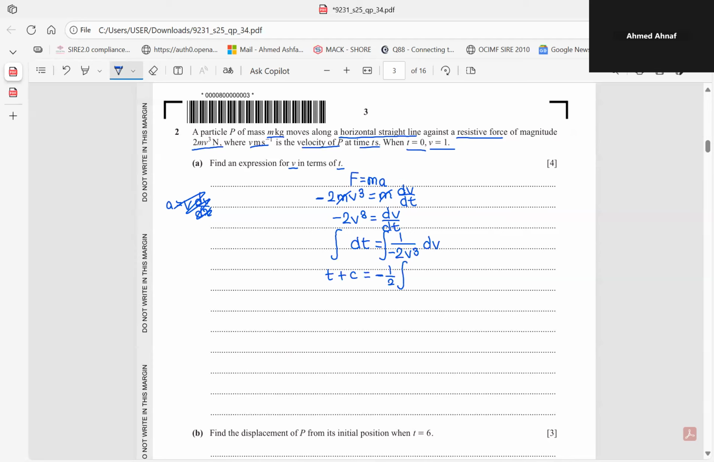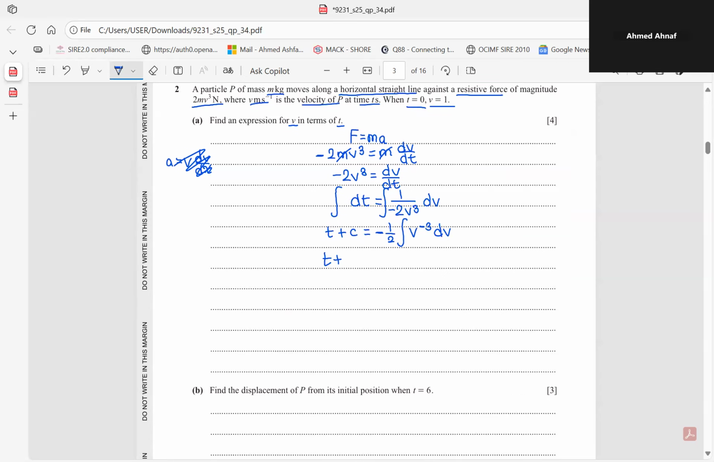The integral of 1 over v cubed, you can write as v to the power of negative 3 dv. Okay, so you get minus half times v to the power of minus 3 plus 1, that's v to the power of negative 2, over the new power, negative 2. So this is t plus c. All the minus signs cancel out. You would get 1 over 4, v to the power of negative 2, you can write 1 over v squared.